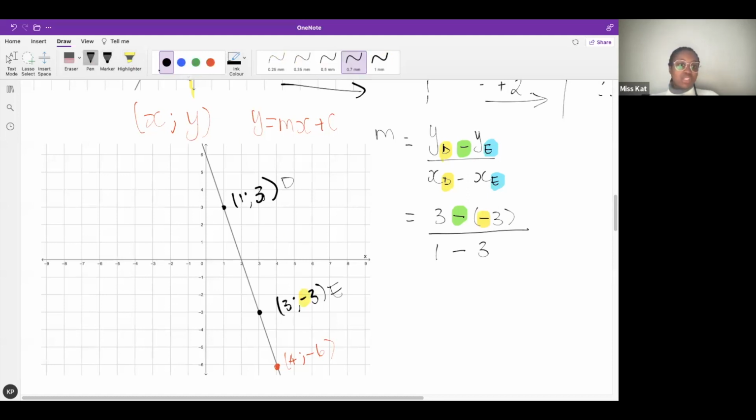Tell me, guys, what do 2 negatives give us? If you have a negative, what do you get? Thank you. So this turns into a +3. So then 3 plus 3 is 6 divided by what's 1 minus 3? 1 minus 3. -2. Not just 2, guys. Now we are dividing a positive and a negative number. So my answer is going to be what?